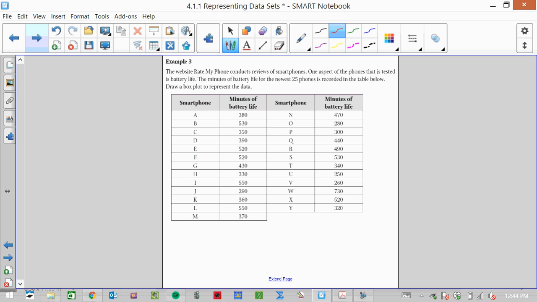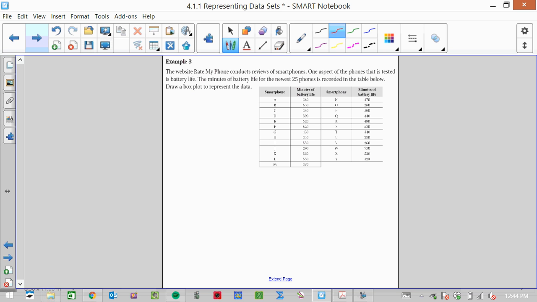So let's look at our data first. You see the smartphones are listed from A to Y, and the battery life is listed next to it. So that means we have 25 pieces of data. They are not currently in numeric order from lowest to highest, so we need to write them that way. So this is going to take us a little while to do. So I'm going to move to the next page, which is smaller, and actually look at this and write them from lowest to highest.